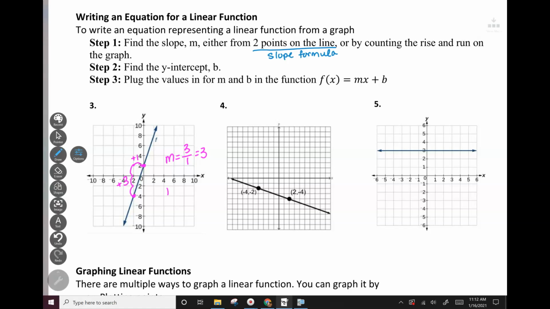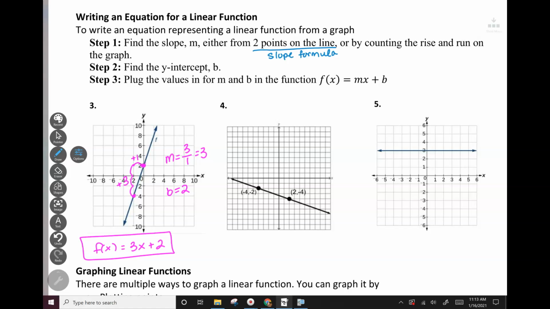So on this one, I can tell b equals 2. That's that y-intercept right there. So that one's a little easy, a little obvious. Step 3, plug the values in for m and b in the function. So this is f of x equals 3x plus 2. And there's your function.